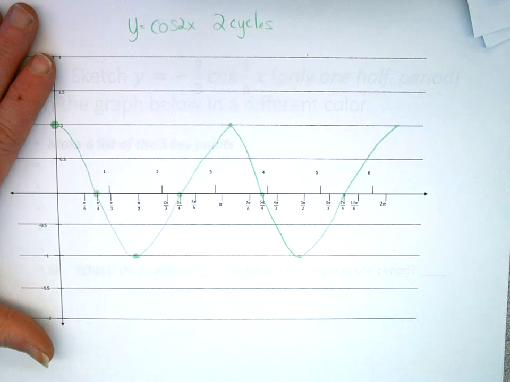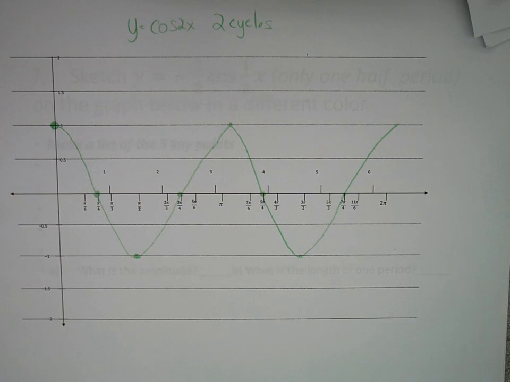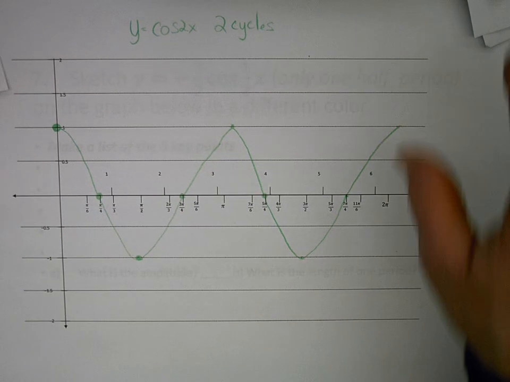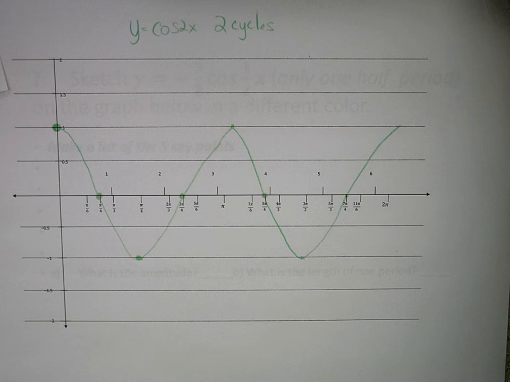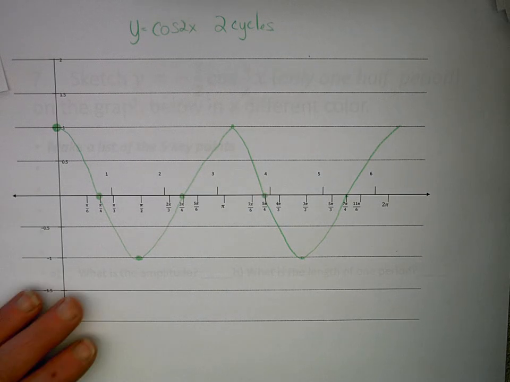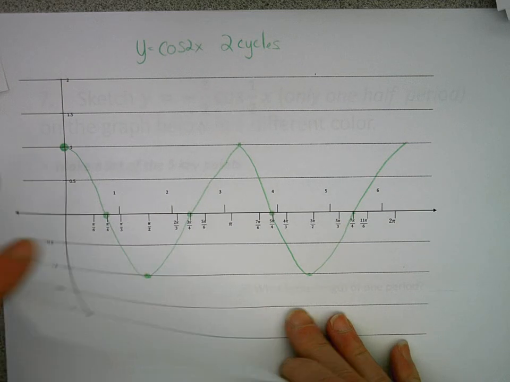Pretty standard. All we did is we made more than 1 cycle. So that's number 6. Okay. Now we're going to go to number 7.